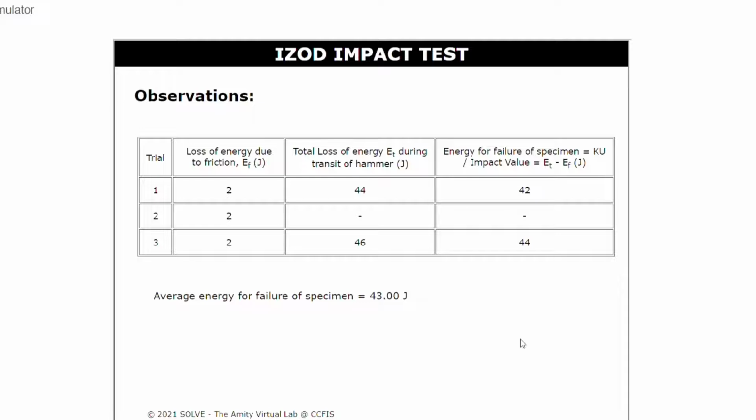In trial 3, loss of energy due to friction is 2 joules. Total loss of energy during transfer of hammer is 46 joules. Energy for failure of specimen is 44 joules. Average energy for failure of specimen is 43.00 joules.